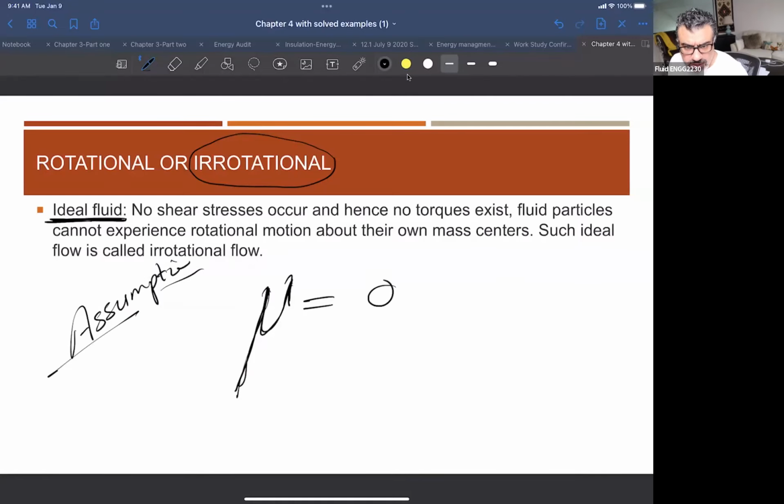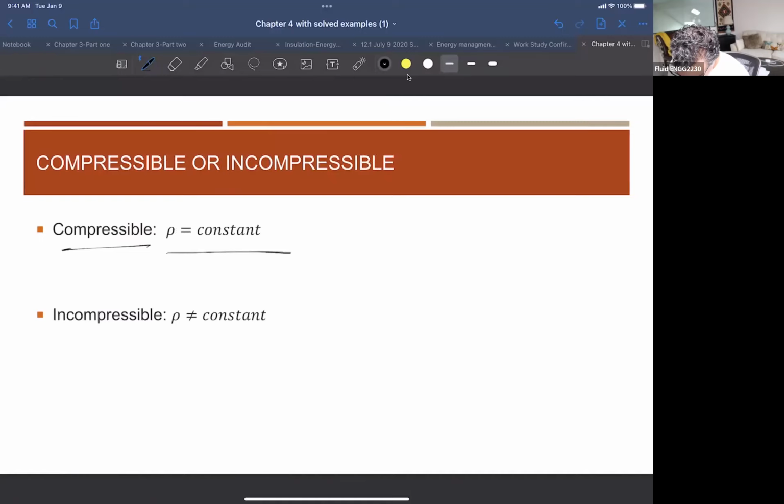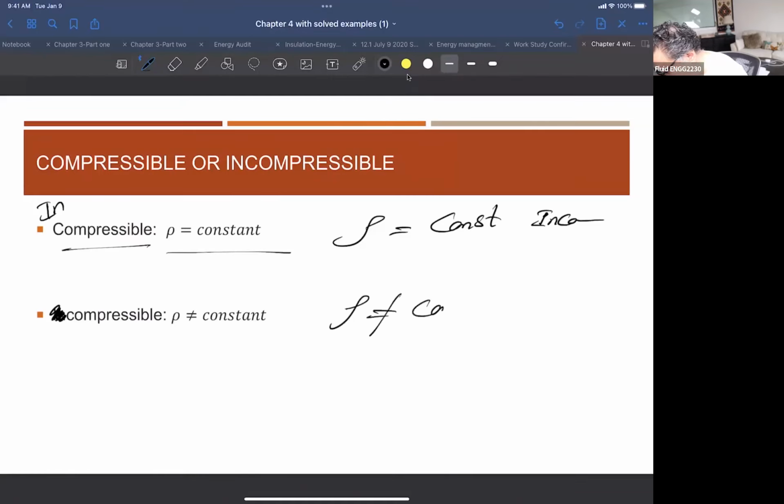So if the density is constant, that means, this is wrong, it's the opposite. This is incompressible. So incompressible means density is constant. And density that is not constant means it is compressible fluids.